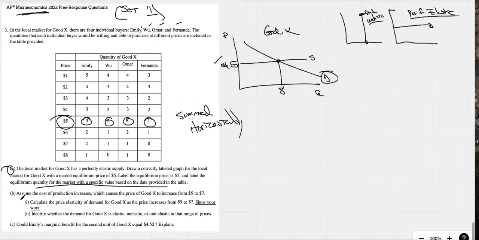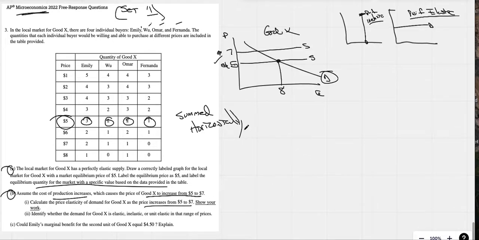All right. Assume that the cost of production increases, which causes the price of GoodX to increase from 5 to 7. So that implies that supply is going to shift up. Our costs have gone up. That means our price goes up. And if supply is still perfectly elastic, it's still horizontal. Easy enough there. Calculate the price elasticity of demand for GoodX as the price increases from $5 to $7.